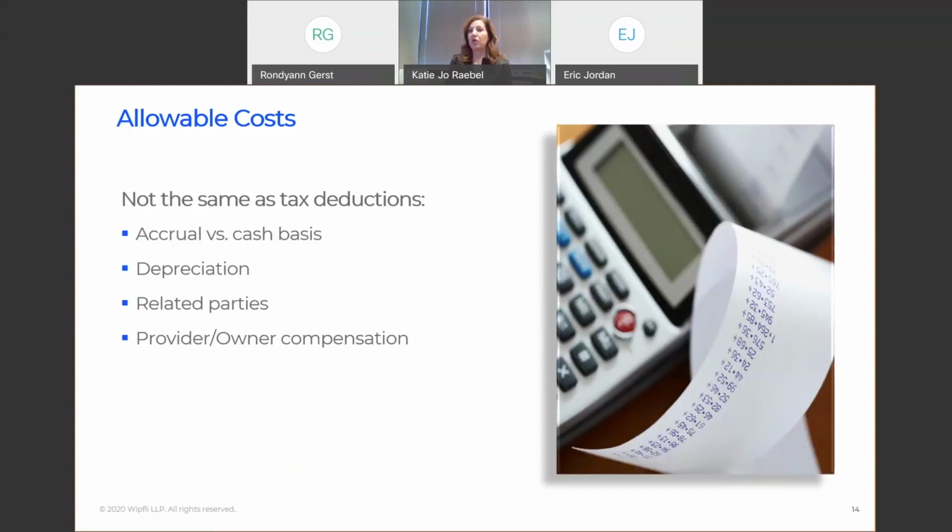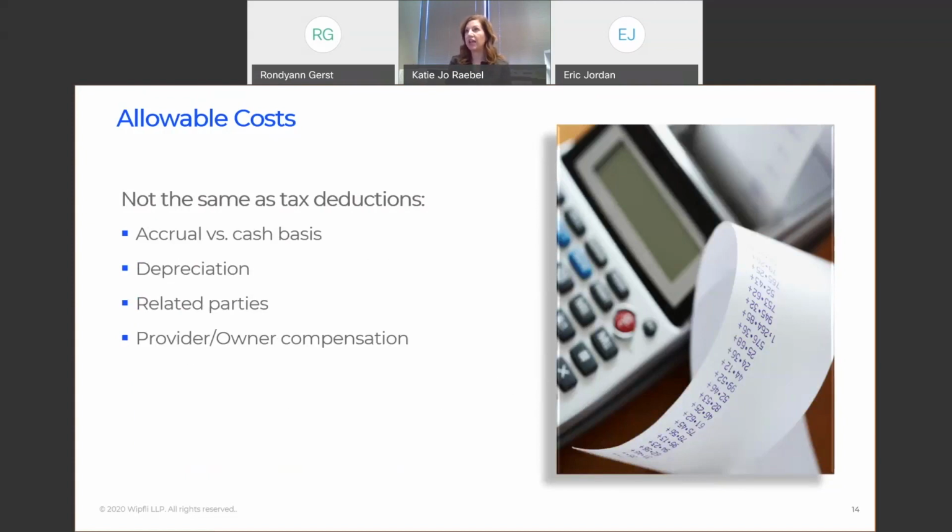Keep in mind that allowable costs are not the same as tax deductions. We want to make sure that when we are preparing the cost report, we're using information that's on an accrual basis, not a cash basis. So not expenses that were paid necessarily in the cost reporting year. It's expenses that relate to the cost reporting period.